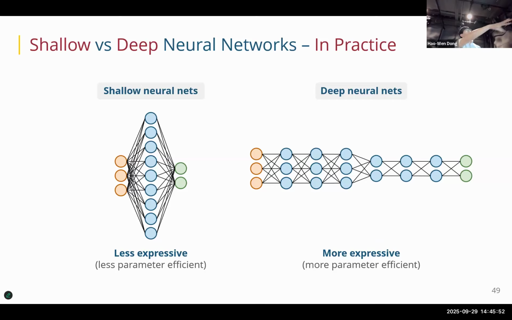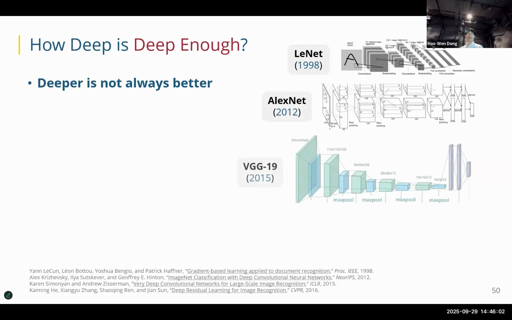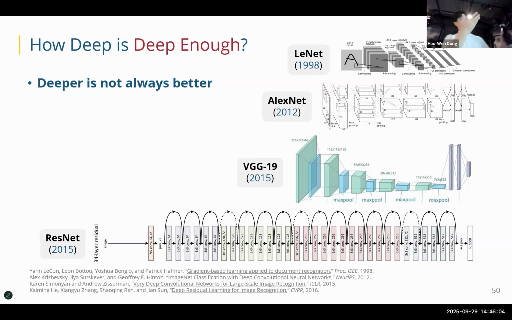So the thing on the left is what we call shallow neural networks, and the thing on the right is deep neural networks. So how deep is deep enough? Do you get the point of that? Anyway, how deep is deep enough?